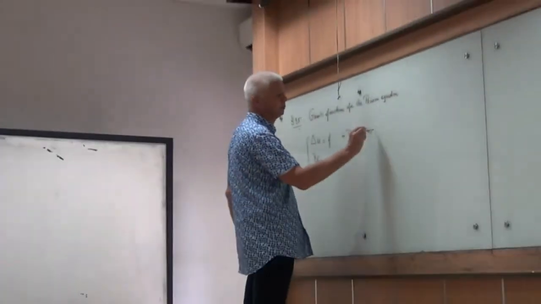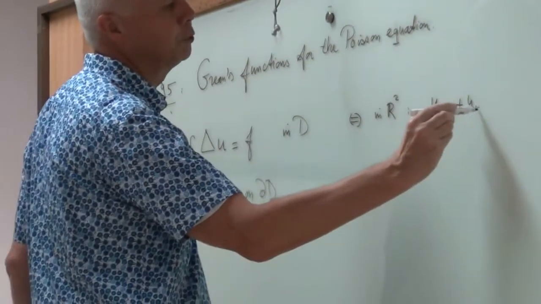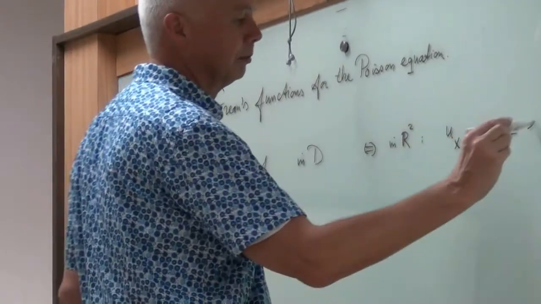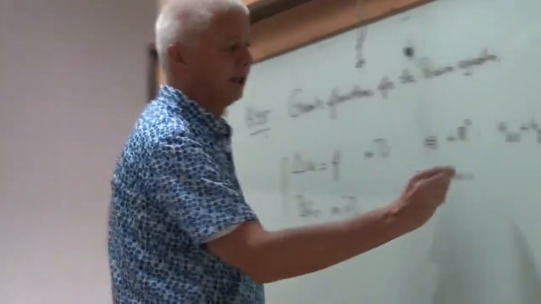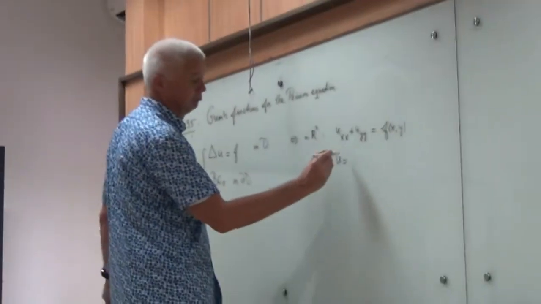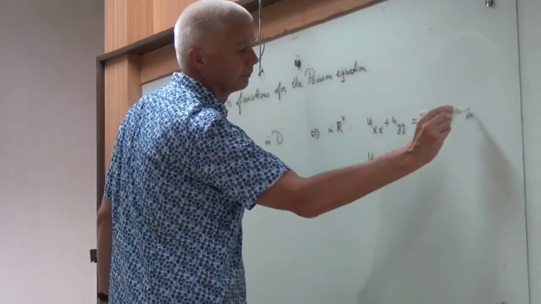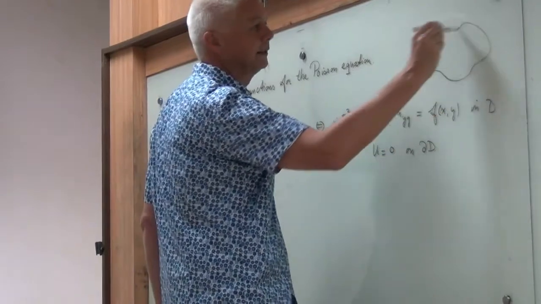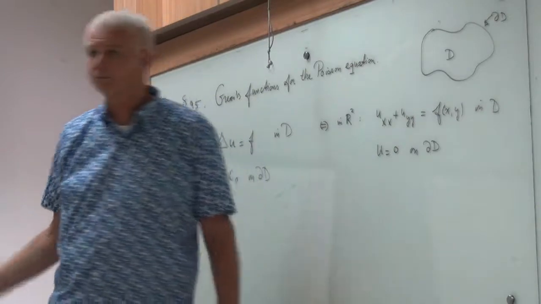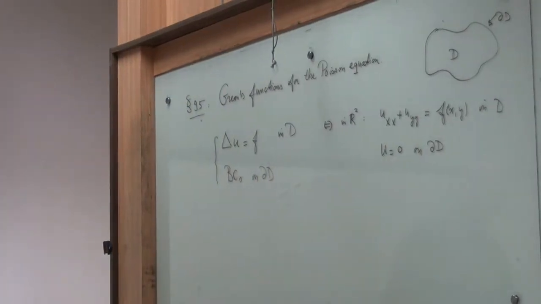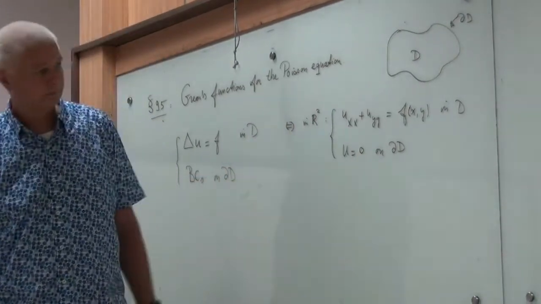Yeah, so essentially we are looking at an equation. If you look in R2, then you're looking at the equation uxx plus uyy is equal to the function f of x and y. Yeah, and you might, for instance, have u is 0 on the boundary. Yeah, so you might have a domain like this, then this is your D, and then this is your boundary. And you might have that situation. Yeah, so you might look, for instance, at this problem.